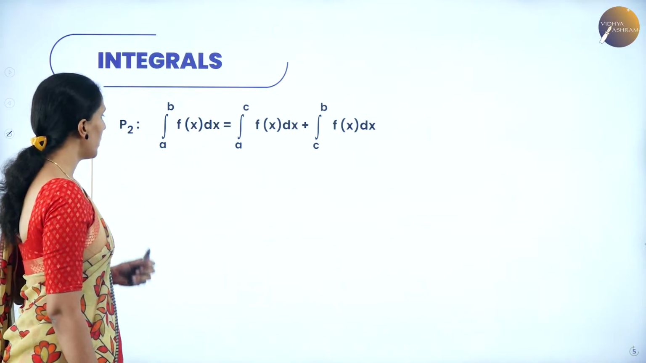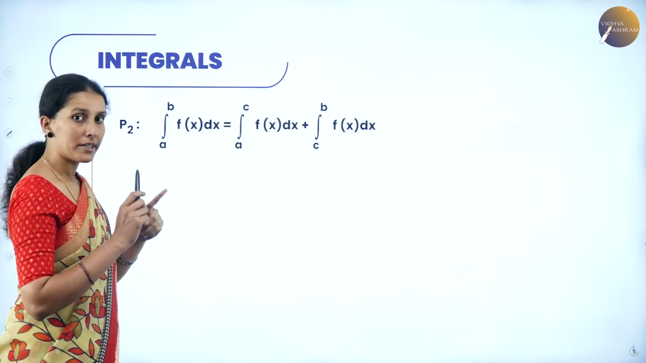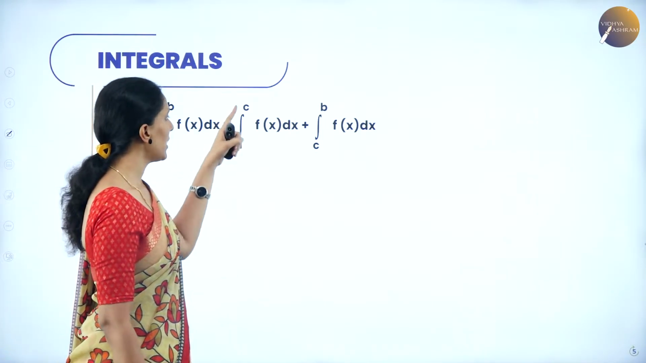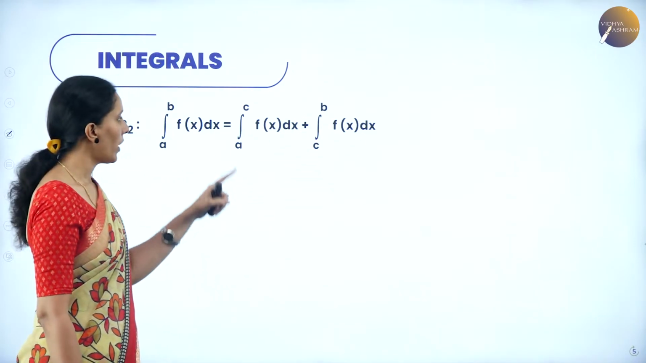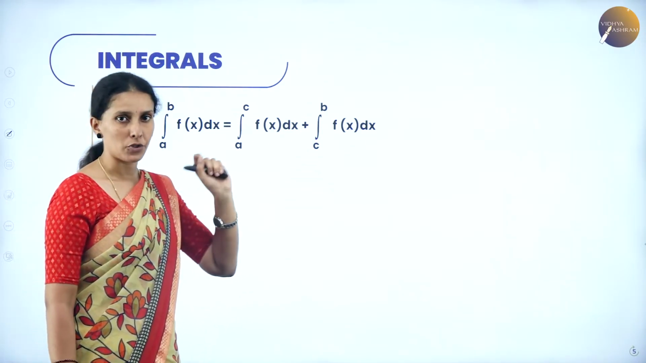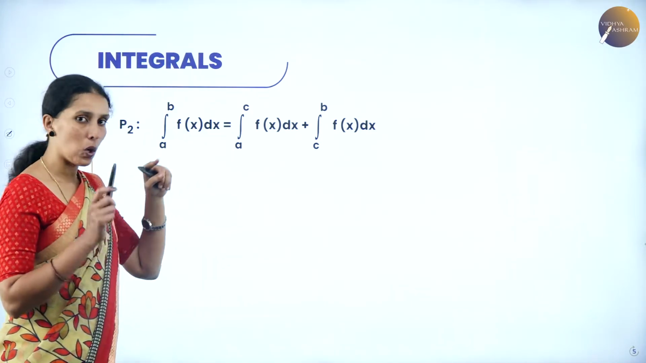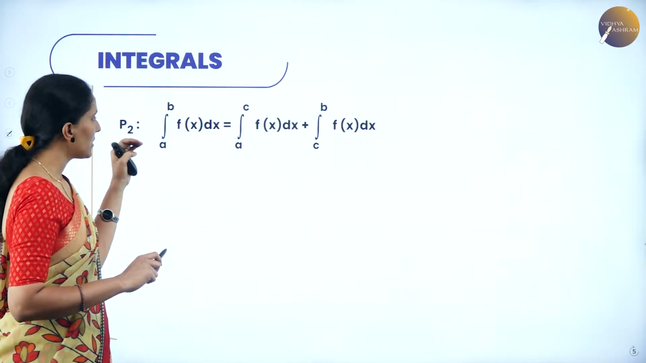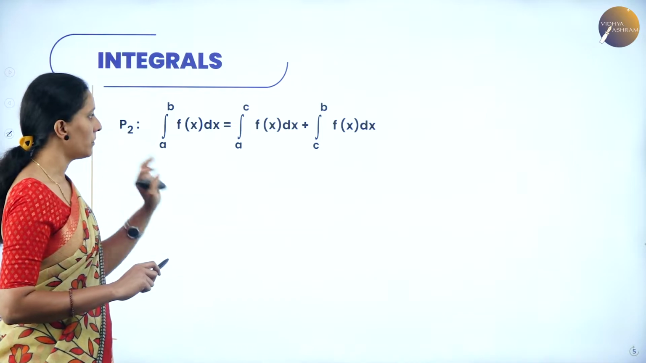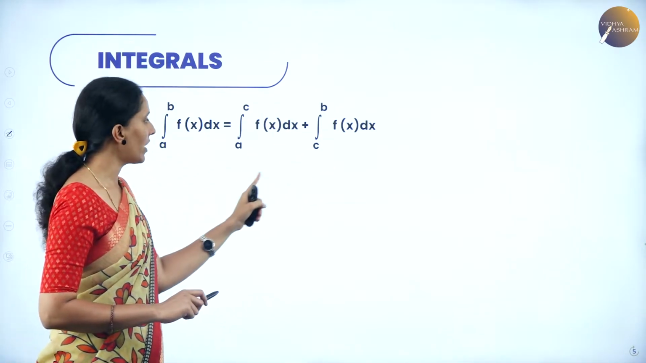Next, property number 2 says integral from a to b f of x dx can be split into a to c f of x dx and c to b f of x dx, where c is in between a and b. So if you take a and b as a closed interval, then c belongs to the closed interval. Now let's see whether this verifies or not.